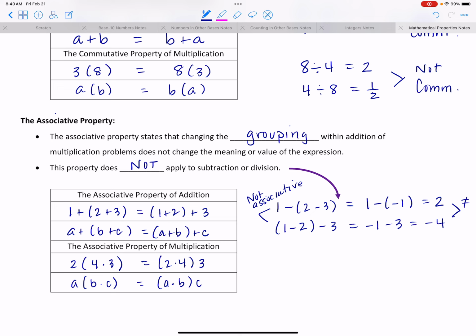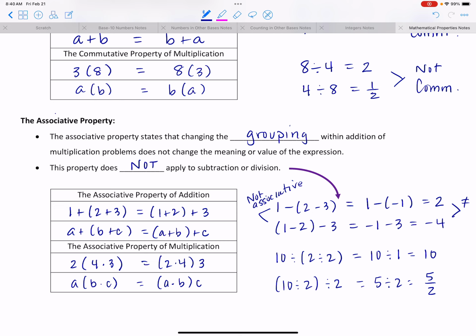Let me change my example so that this actually shows that it's not going to work. So maybe we take 10 and divide it by 2 divided by 2 like this. So in the grouping, 2 divided by 2 makes 1, and I take the 10 and divide it by 1, and I get 10. I change the grouping, so 10 divided by 2 and then divide by 2. In the grouping, 10 divided by 2 makes 5, and obviously when I take the 5 and divide by 2, I get 5 halves.